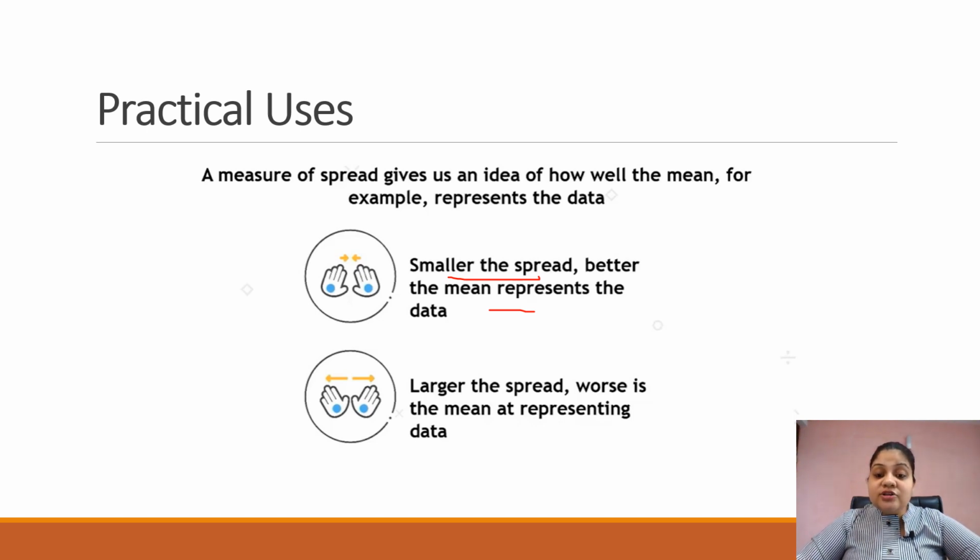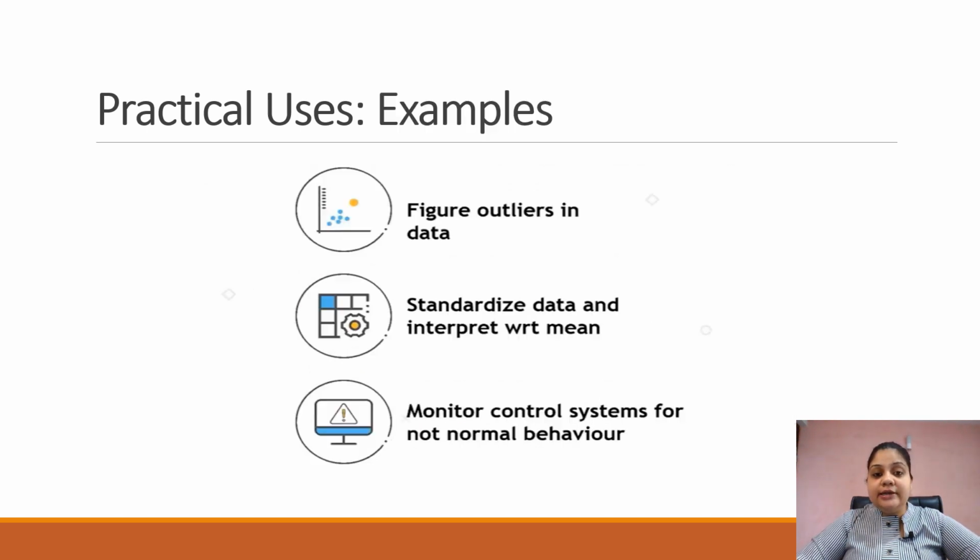But when the spread is larger, let's take the example of a musical concert. In a musical concert, different varieties of people participate. Young people also participate and old people also participate. So it is difficult to find the average age of the participants. In that particular case, when the spread is larger, then standard deviation, variance or range can be used to find the measure of spread of the data.